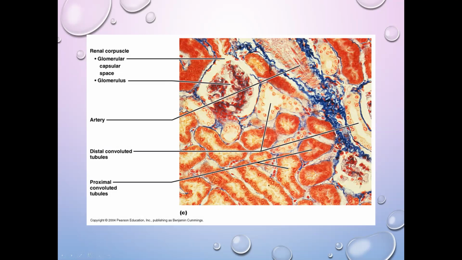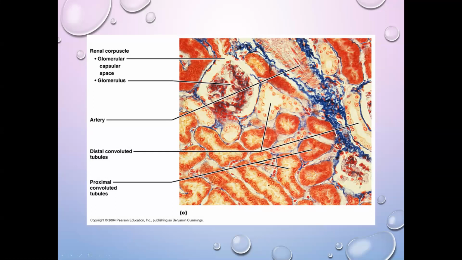Glomeruli are cool. Here's a glomerulus here. You can actually see the red blood cells in the glomerulus, all the capillaries, and here's another glomerulus over here, and there's just a little hint of one over there. An afferent arteriole, probably carrying blood to these glomeruli.